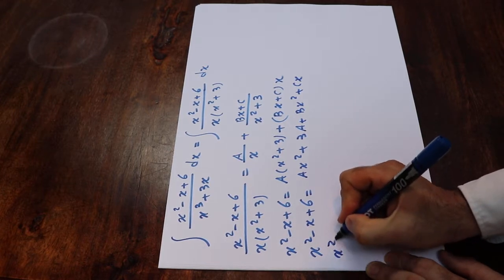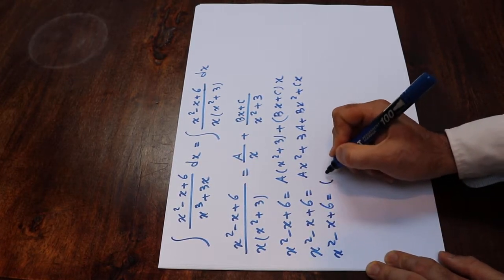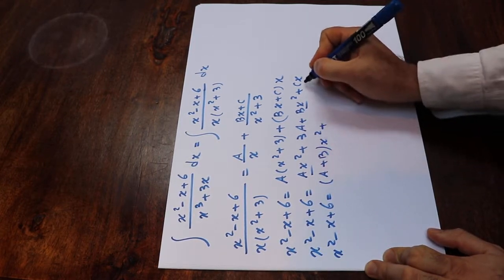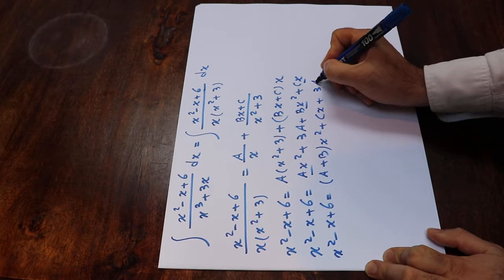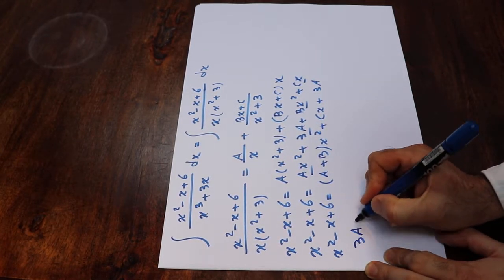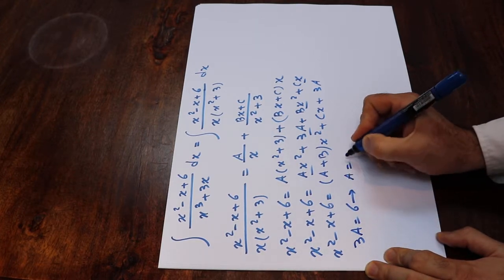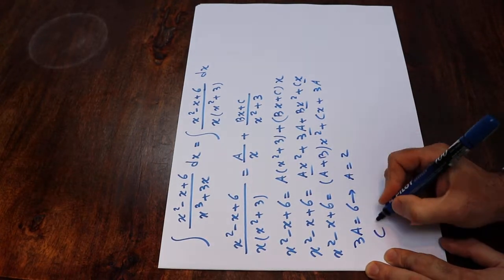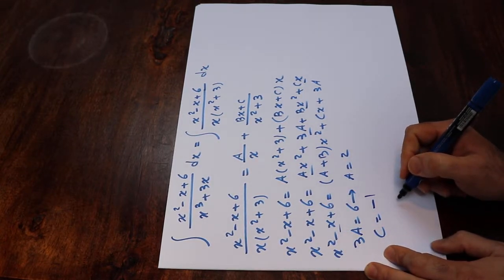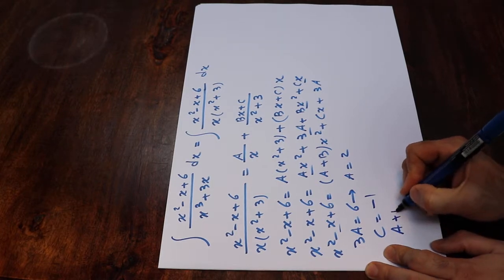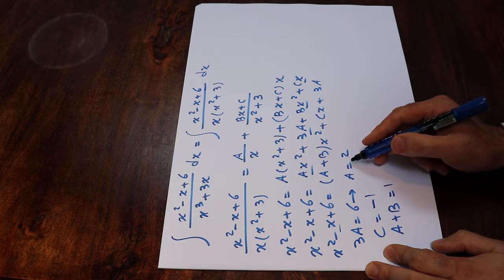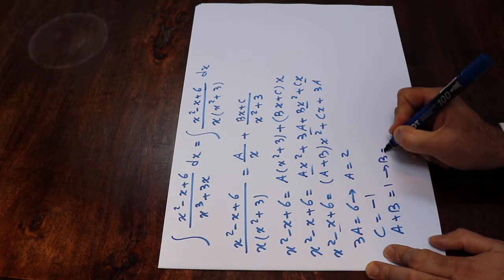Okay, therefore x² − x + 6 will be equal to (A + B), these two terms, times x² plus Cx plus 3A. Okay, so here the constant is equal to 6, that means 3A is equal to 6, therefore A will be equal to 2. So C, the coefficient of x, should be equal to the coefficient of x on this side, that means C will be equal to −1, and then A + B, that is the coefficient of x², should be equal to 1, and considering A is equal to 2, therefore B will be equal to −1.